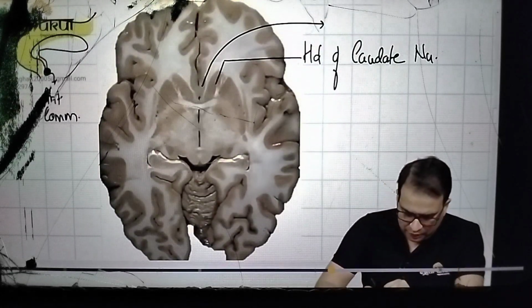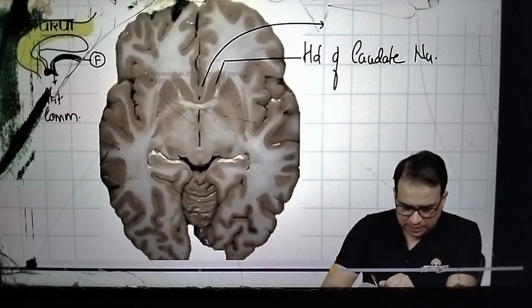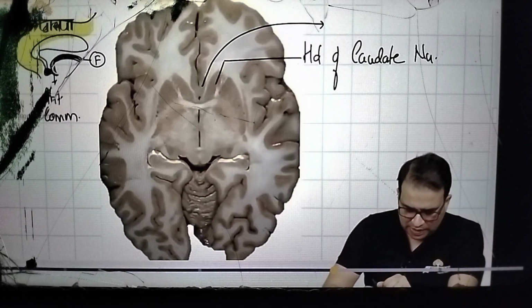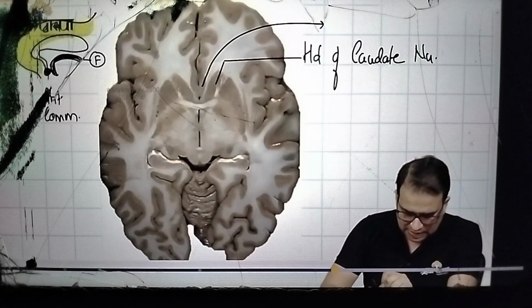And the fornix is running something like this. The fornix is running in this manner, which again I will show you in the skeletal section. So I can see the corpus callosum here. I can see this gyrus that is called the cingulate gyrus, and below I can see the fornix, and below the rostrum of the corpus callosum, there is this anterior commissure which is present. Mark it clearly. This is the anterior commissure.